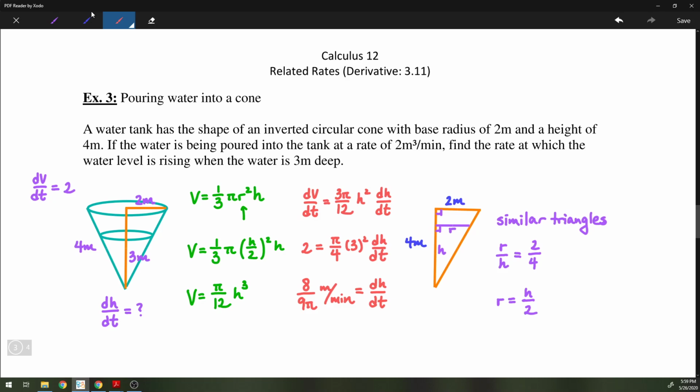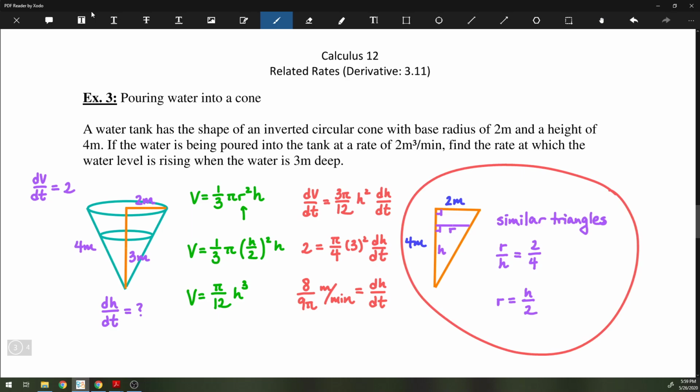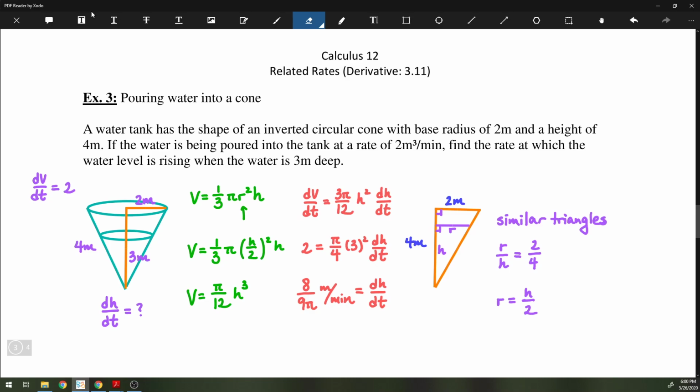Okay, so the challenge of this question is recognizing that we have similar triangles and being able to work with them. It's a little bit of additional geometry that you have to do, which is interesting. All right, last question, or last example.